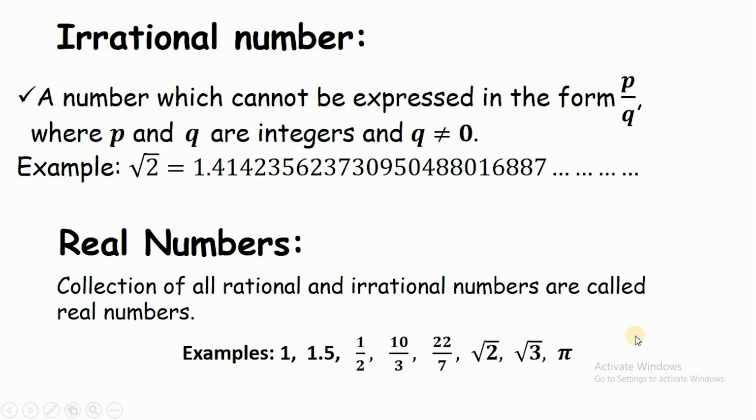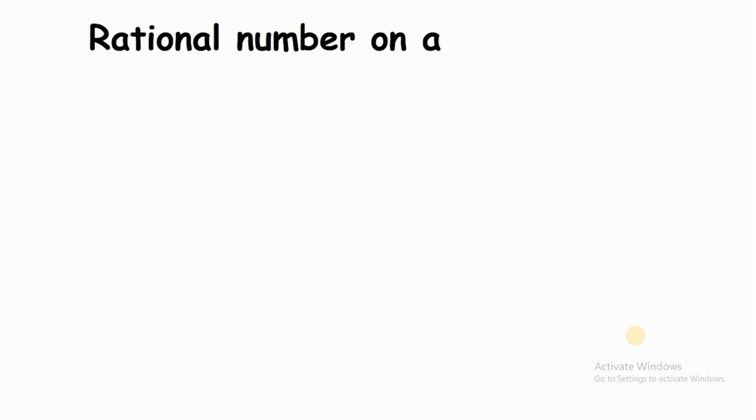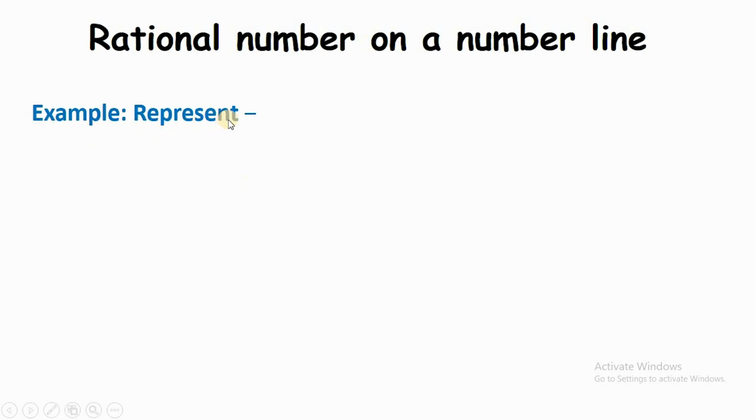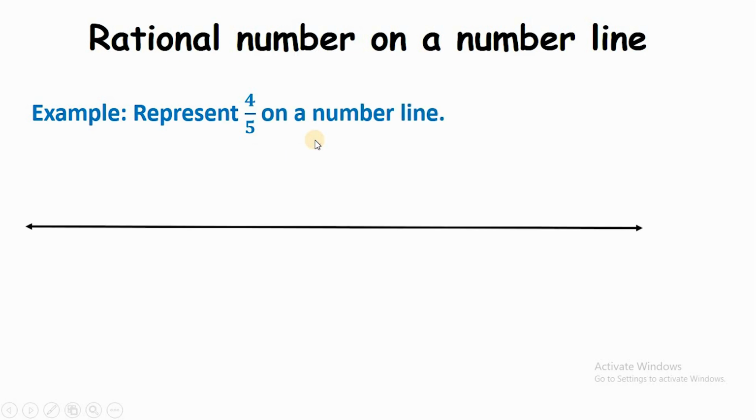Now in the next part we'll discuss how to show the real numbers on the number line. Real numbers are broadly classified as rational numbers and irrational numbers. So first we'll discuss rational numbers on the number line. We have learnt how to represent a rational number on a number line and how to find a rational number between two given rational numbers in class 8. So to recall, I'll do one example here. The question says: represent 4 by 5 on a number line.